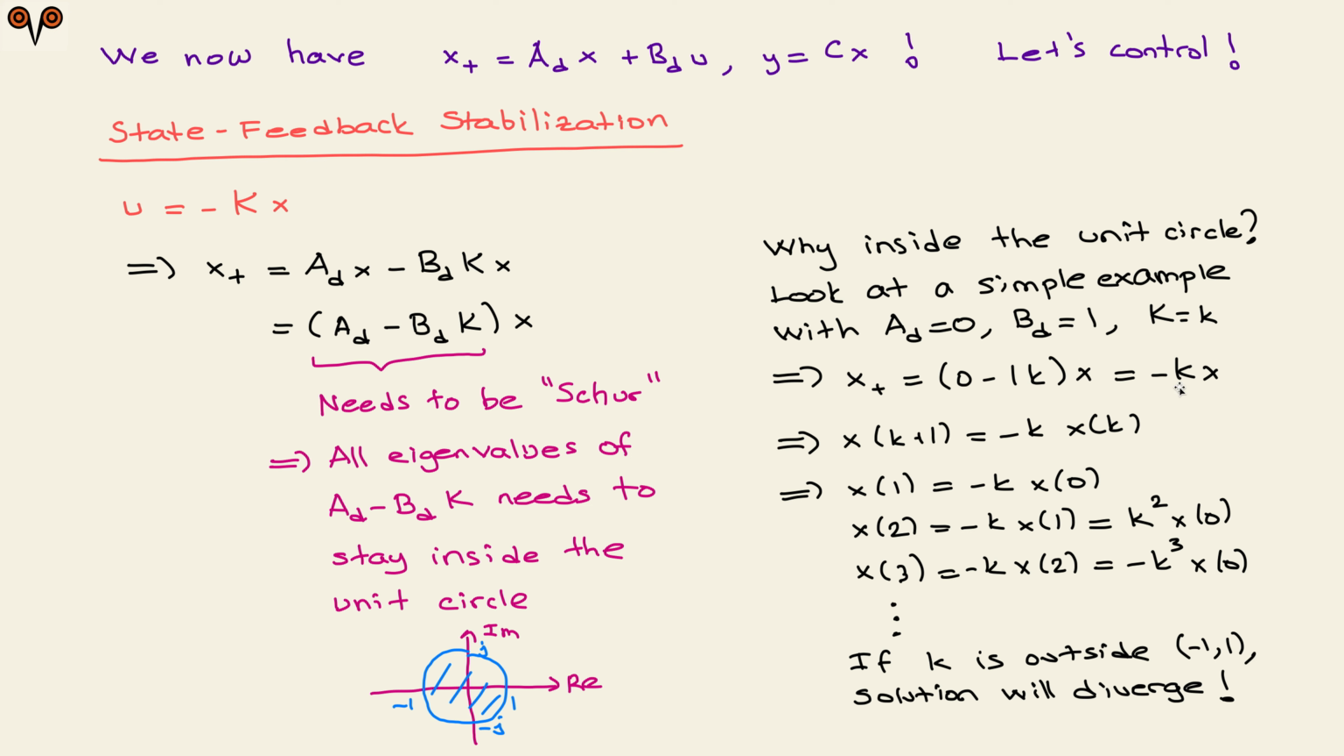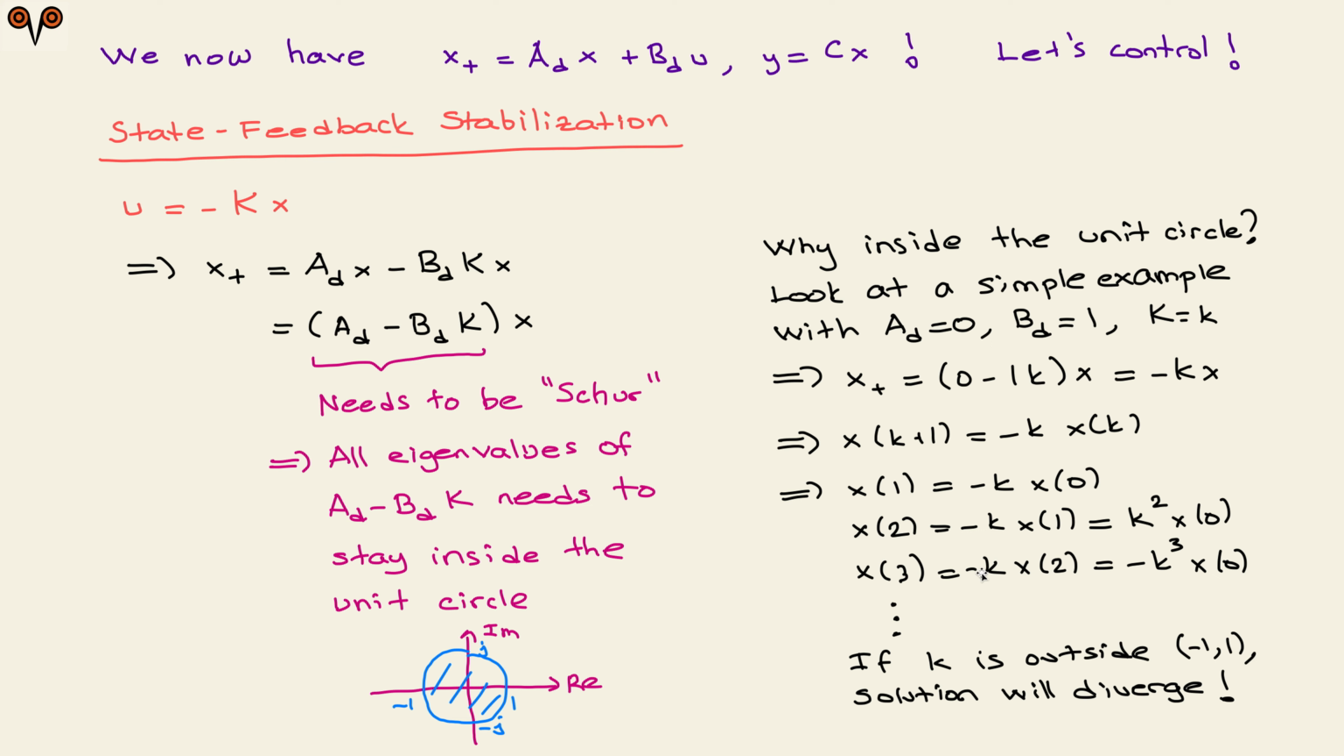I am going to convert this notation to the k plus 1 notation. Remember, x plus is just shorthand notation for x_{k+1}, and x is x_k. So the first computed solution at instant 1 is minus K multiplied by x0, where x0 is the initial condition. If you calculate x2, you have x2 equals minus K x1. But x1 was minus K x0, so if we insert this here, you get K to the power of 2 times x0.